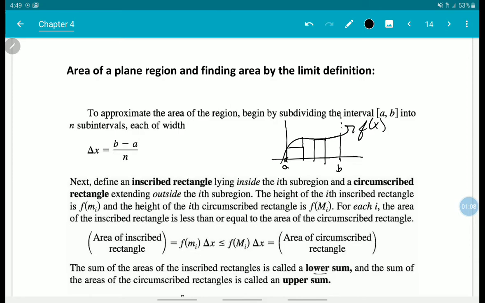Your book likes to use lower and upper sums. So when we talk about the lower sum, we're talking about rectangles that are going to be inscribed. Inscribed means inside. So most of these are going to be inside of the curve, which means this is going to underestimate the area. And then we're going to look at upper sums. So upper sums are circumscribed, which means they're going to be on the outside. So this is going to overestimate the area.